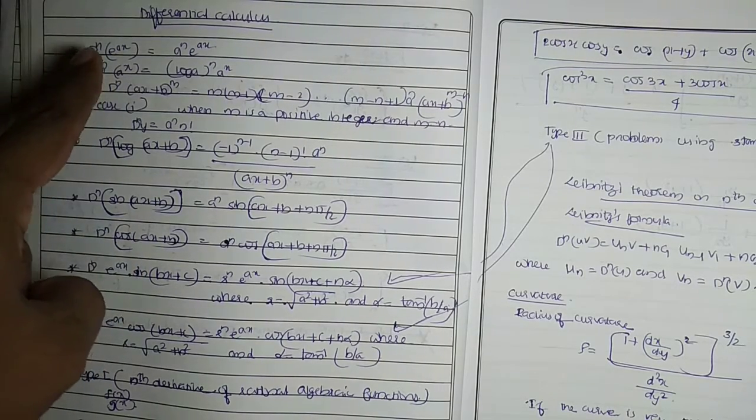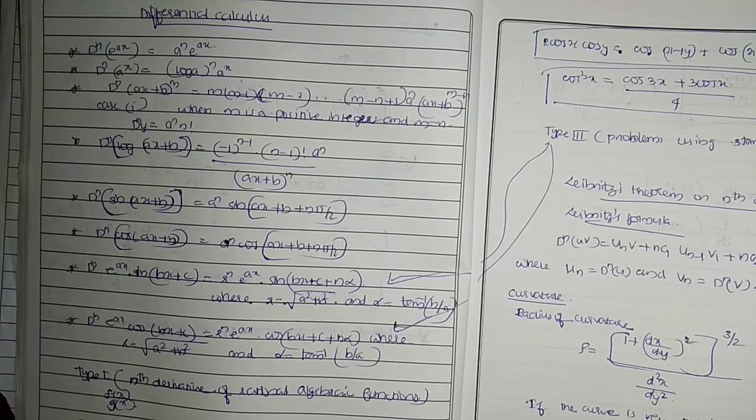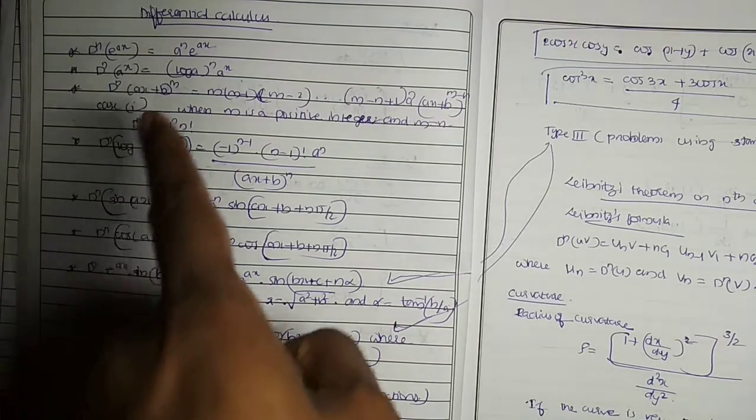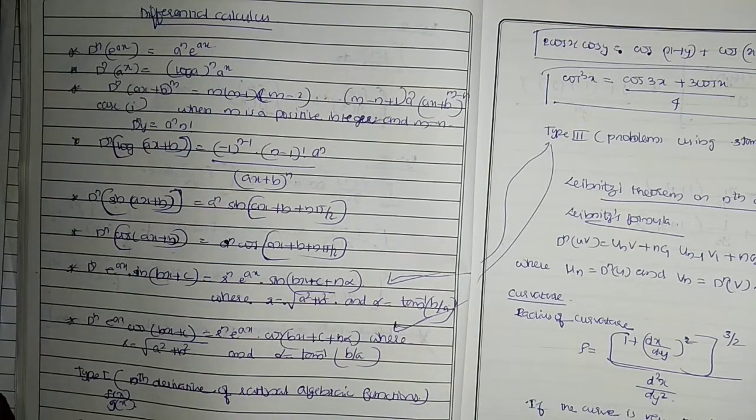Remember one thing: the derivative of e raised to ax is a into e raised to ax itself. Here comes the nth power. The nth derivative of a raised to x is equal to log a the whole raised to n into a raised to x.